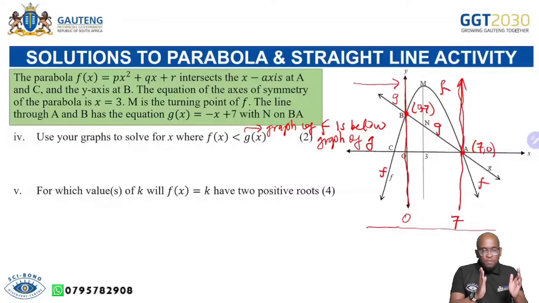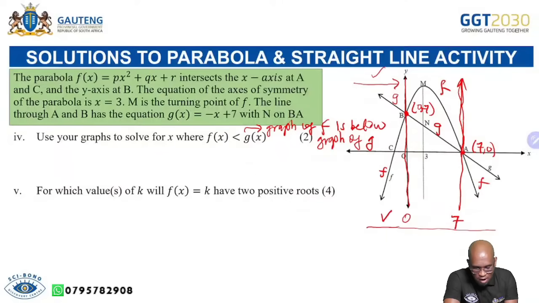So if you check on the left-hand side, we are looking for where the graph of f is below. On the left-hand side here, the graph of f is below. Let's check in between the vertical lines. Between 0 and 7, the graph of f is above, so we don't want the solution there. And then let's check also on the right-hand side. From 7 going that way, the graph of f is below. So the answer is there as well.